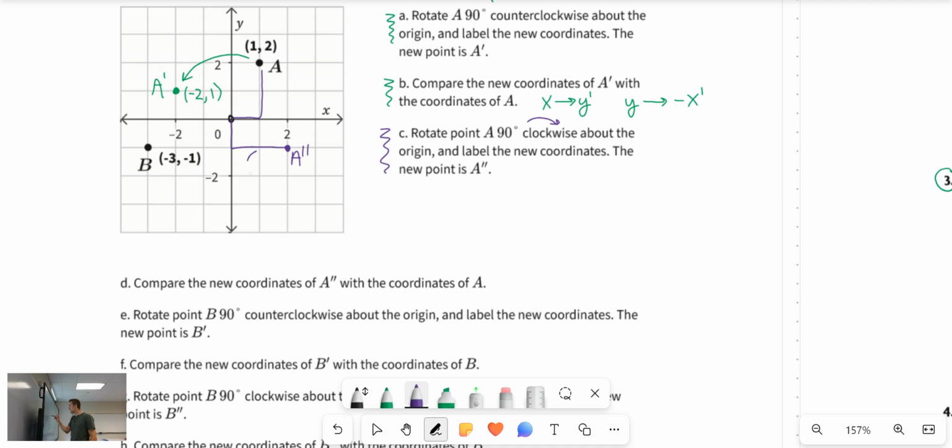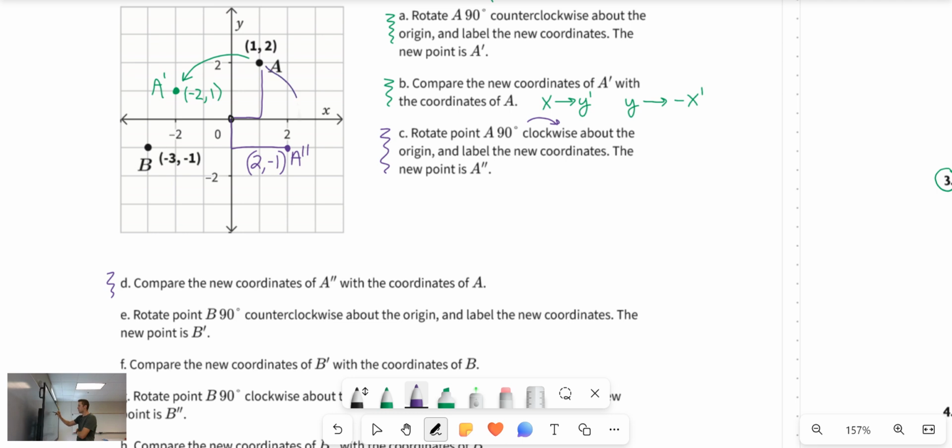A double prime has the coordinates of, well, it looks like we're 2 to the left, and then 1 down, 2, comma, -1. Or sorry, 2 to the right, my mistake. 2 to the right and 1 down. So 2, comma, -1. So our new coordinates are labeled. And now part D, we're going to continue in purple here. Compare the new coordinates of A double prime with the coordinates of A prime.